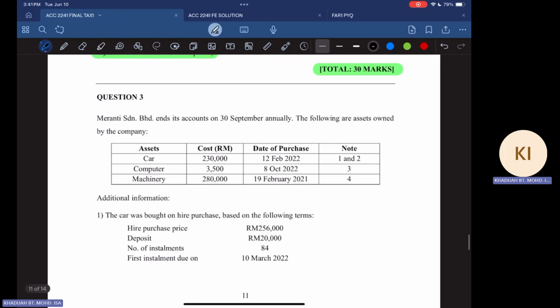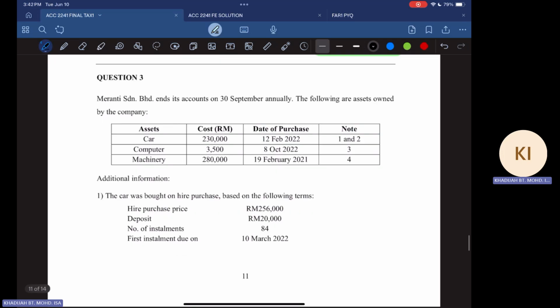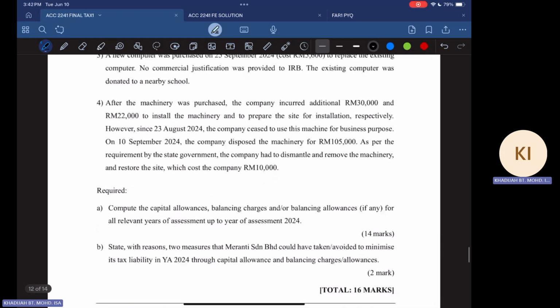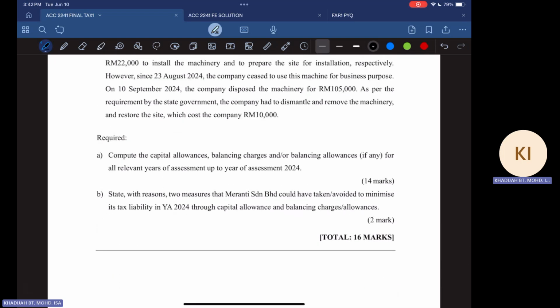Today we will look into question number 3, a past year question for semester 1, 2024-2025. We will go through this question on capital allowance. We only have a few assets. Under the requirements, the question asks you to compute the capital allowance and any balancing charges or allowances, if any, for all relevant YA up to 2024.